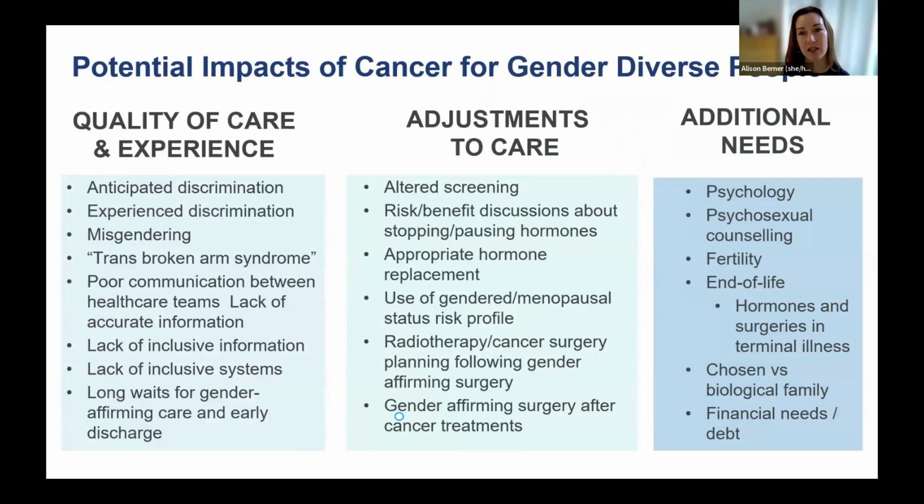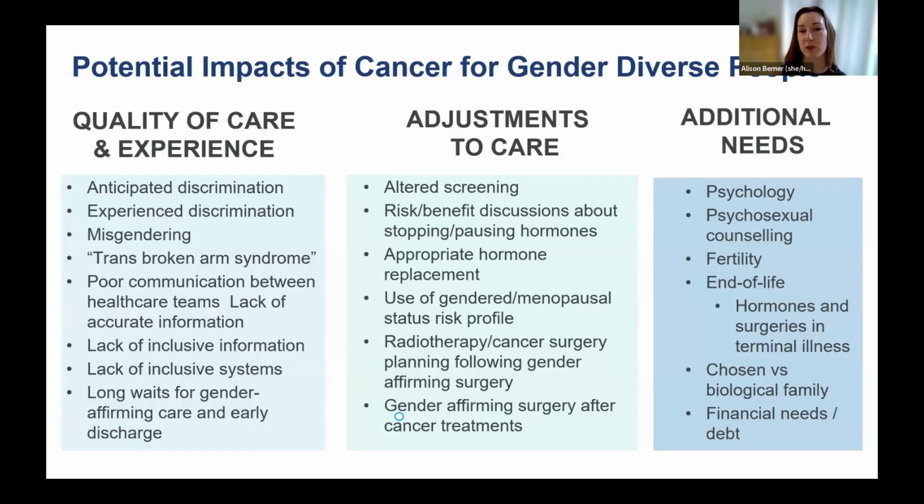These are some of the potential impacts of cancer for gender diverse people, and I like to put them into three buckets, so to speak. One of them is around the quality of care and their day-to-day patient experience. So I've mentioned already something around anticipated or experienced discrimination, perhaps being misgendered, and this phenomenon that we call trans broken arm syndrome, which is where a trans person arrives at a medical appointment for something entirely unrelated, and their medical problem is put down to the fact that they are trans. Trans individuals might also experience a lack of inclusive information and also systems that are not inclusive to record this information about their sex and gender characteristics, which Morgan has already touched on.